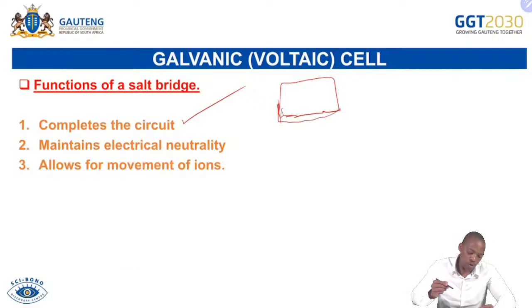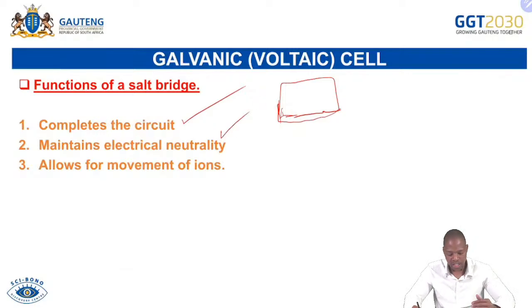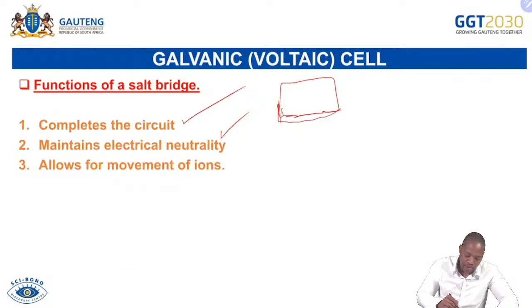Number two, you remember, there's a buildup of a positive charge, and then there's a buildup of a negative charge. Then the salt bridge is there to maintain electrical neutrality. It maintains that neutrality. Without that neutrality, there will be no flow of electrons, or there will be no chemical energy converted to electrical energy. And number 3, if asked for, most of the time they ask for 2.